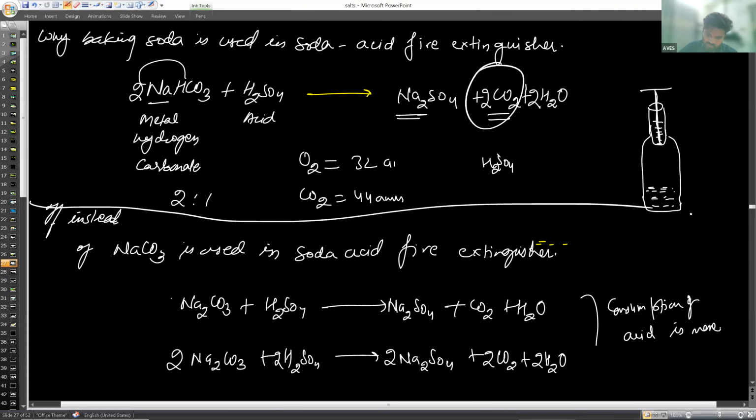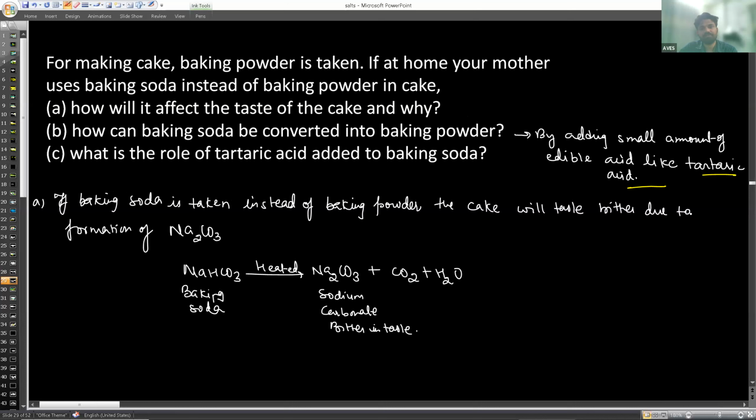Done. Okay. Now, if the question comes for making a bread, note down this question. For making a bread, baking powder is taken. If your mother uses baking soda instead of baking powder in the cake, what happens?